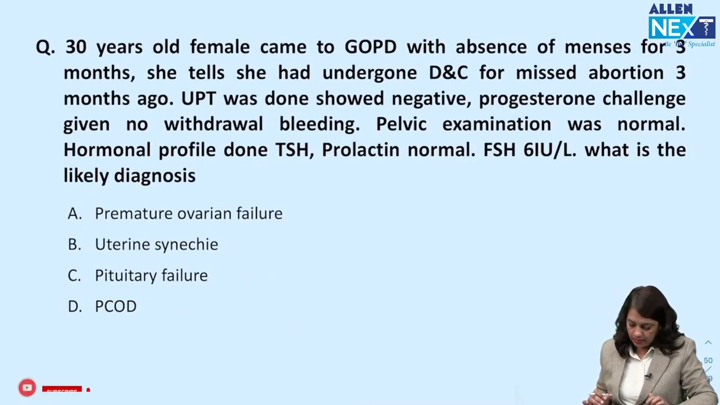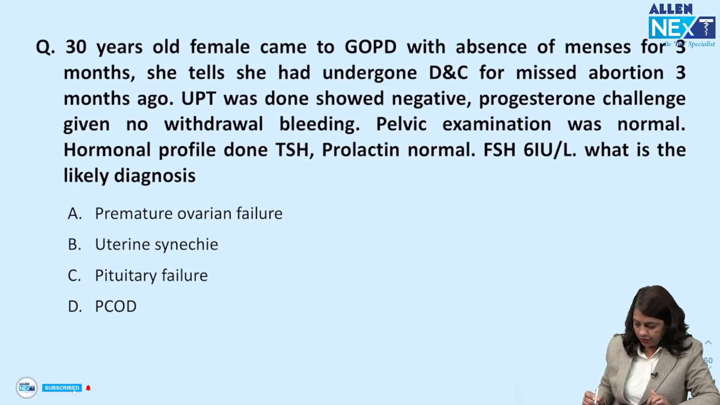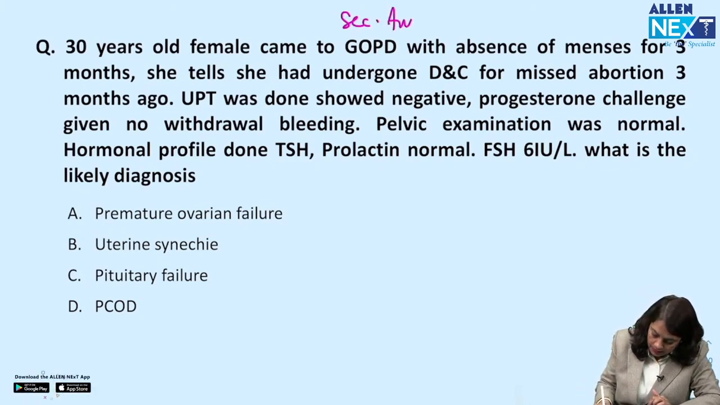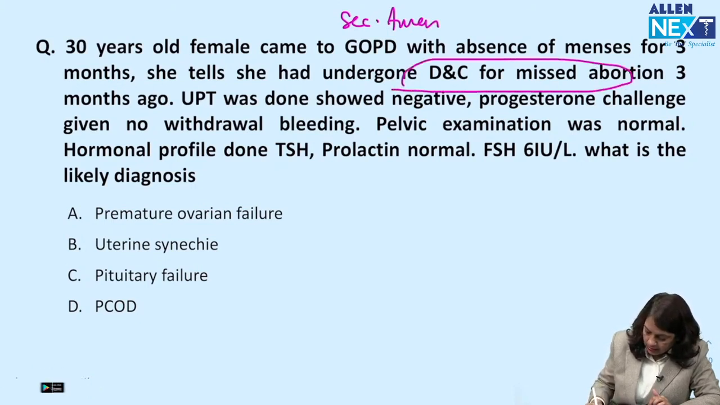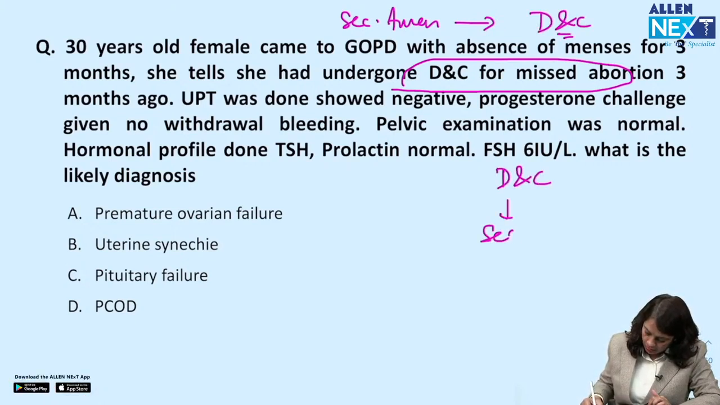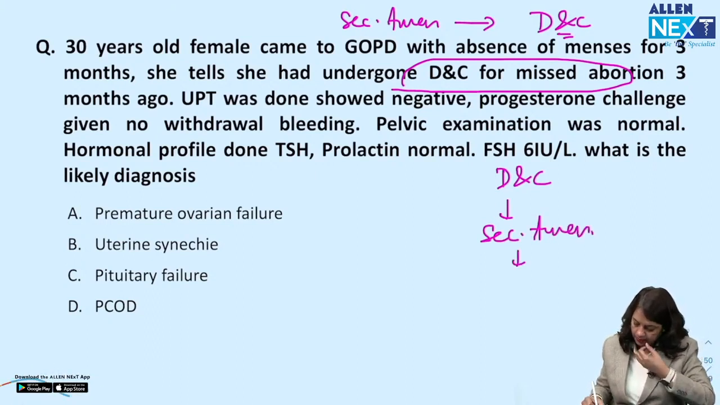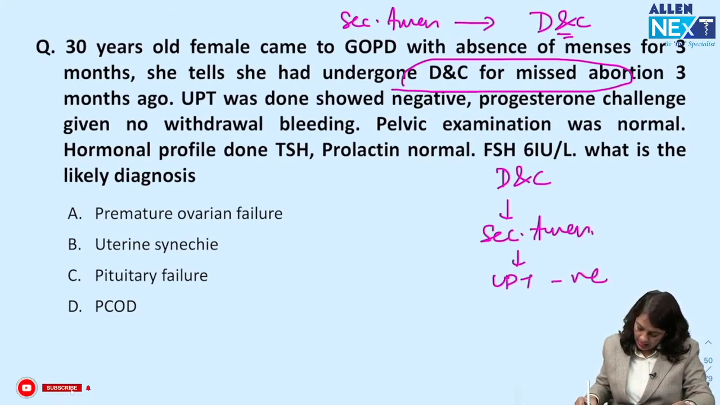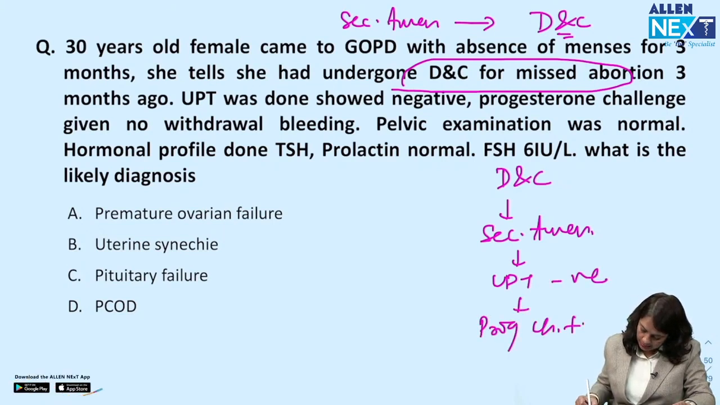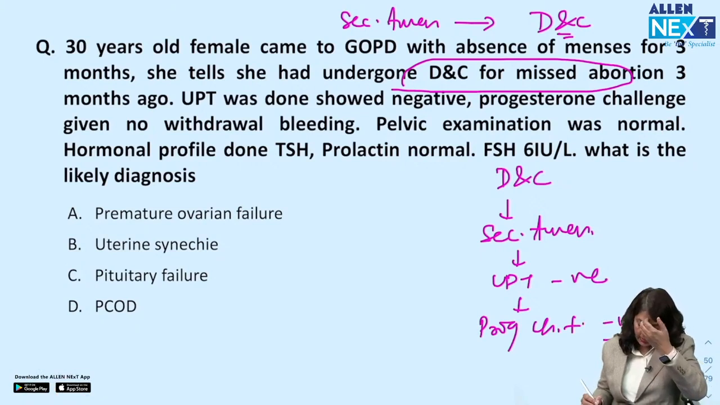Next, 30-year-old female comes to gynae OPD with absence of periods. इसको भी सेकेंडरी एमेनोरिया है, बट इसमें हिस्ट्री है DNC फॉर मिस्ड पीरियड्स. इसने DNC कराया था, पहले DNC कराया, फिर इसको सेकेंडरी एमेनोरिया हो गया, फिर इसमें UPT कराया, नेगेटिव है, प्रोजेस्ट्रॉन चैलेंज टेस्ट भी नेगेटिव है, कोई ब्लीडिंग नहीं है.